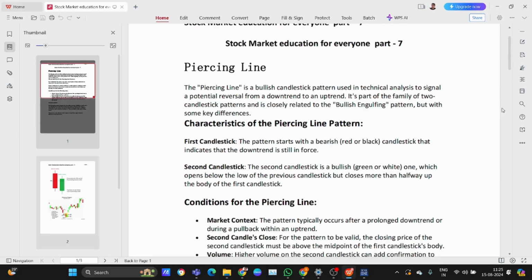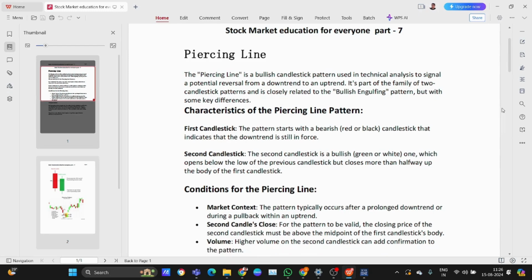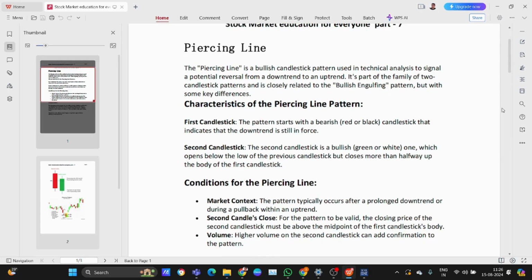Characteristics of the piercing line. The first candle is a bearish red candlestick that indicates the downtrend is still in force. It means a big red candle. The second candle is a bullish green or white candle, which opens below the previous candle but closes more than halfway up the body of the bearish candle.